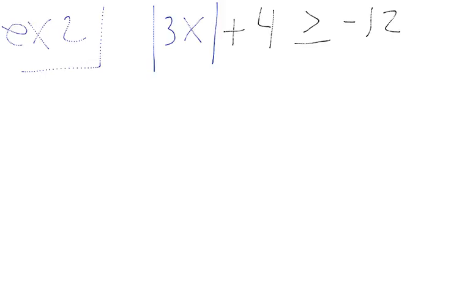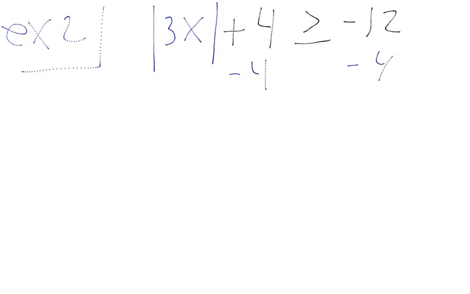So I'll go to the next example here, one that has all solutions. This will be example 2 of 2. So here it is: the absolute value of 3x, plus 4, is more than or equal to -12. I'm going to solve this one all the way out so you can see what happens here.